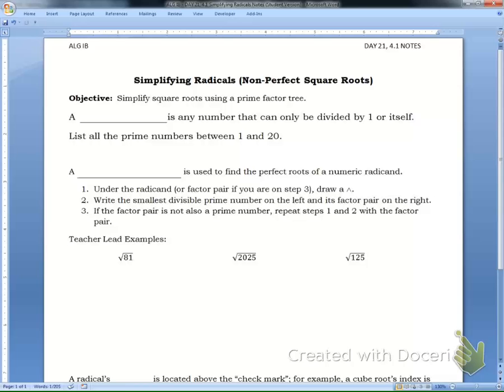This lesson is on simplifying radicals. We've simplified radicals before of perfect squares, but now we're also going to be looking at non-perfect square roots. So the objective of this lesson is that you can simplify square roots using what's called a prime factor tree.